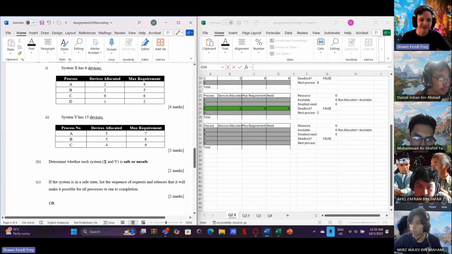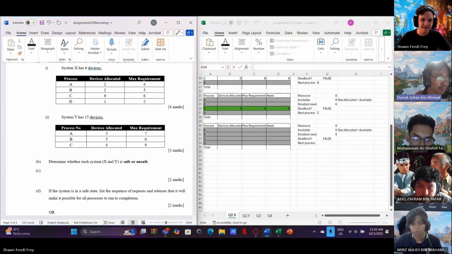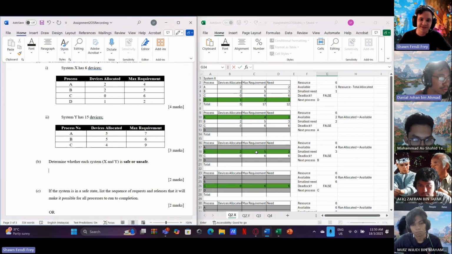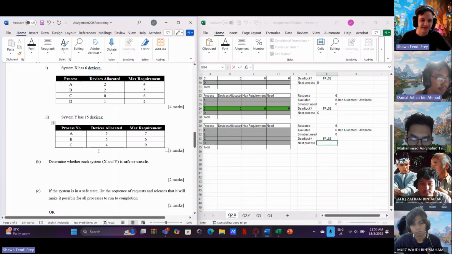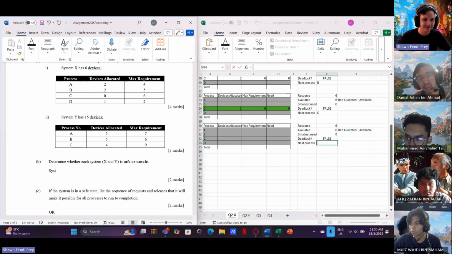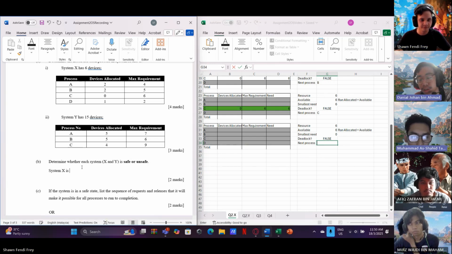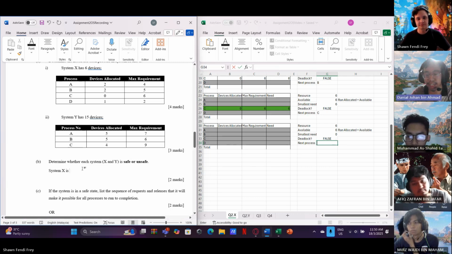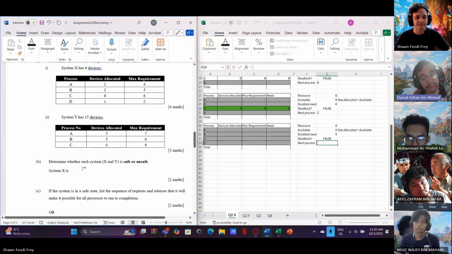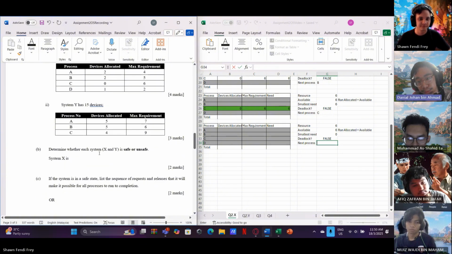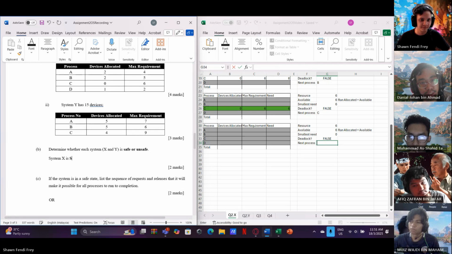So determine whether each system is safe or not, X and Y. We just did system X. Would anybody like to try their hand at this and see if they're right? Since no deadlock occurred in the entire run, we can safely say that system X is safe, because there was no deadlock anywhere.